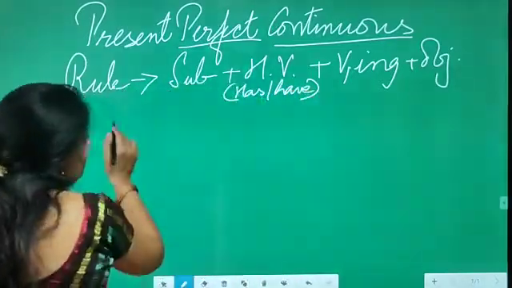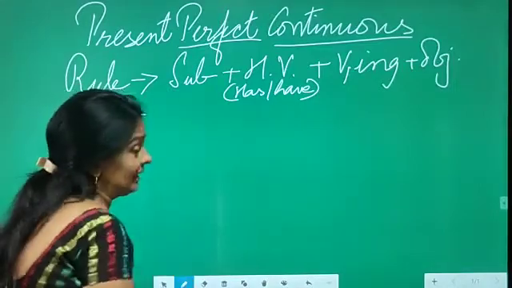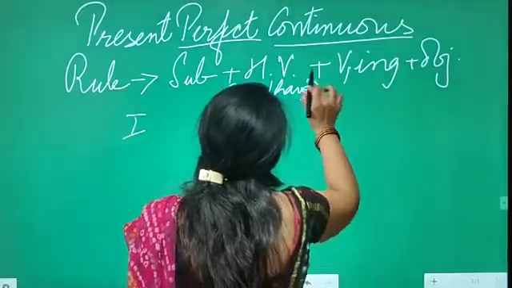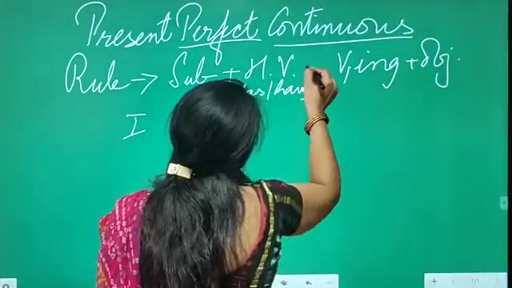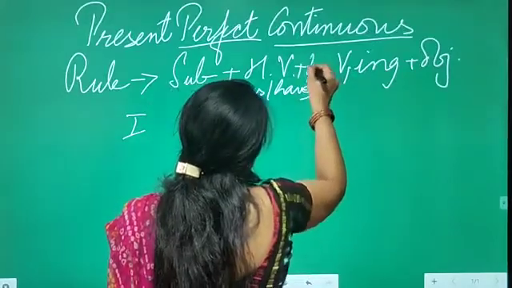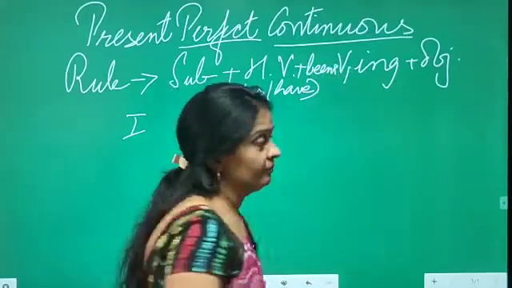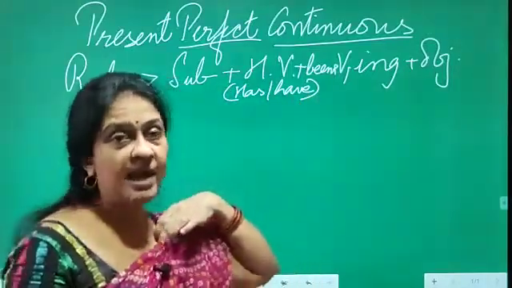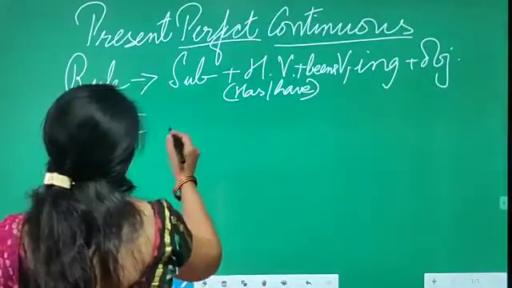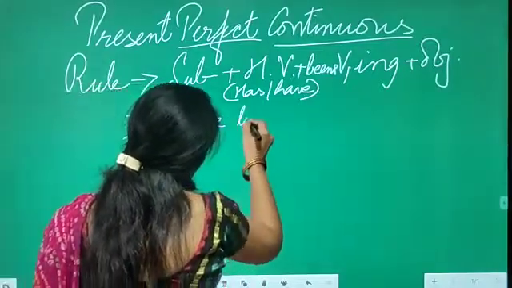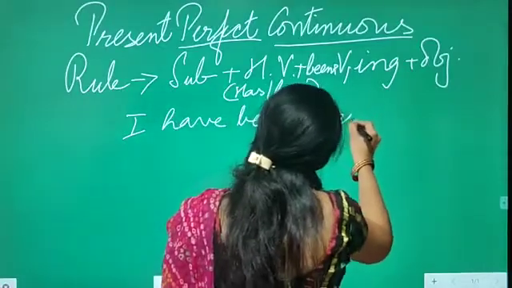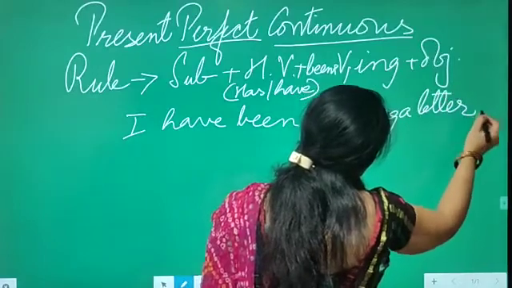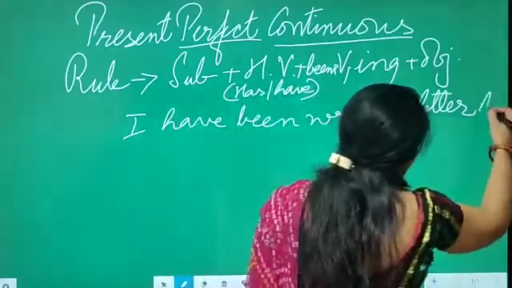Now, if I use the same sentence, but we are missing something here. The something is that we have not added here be. Yes. So subject plus helping verb plus be plus first form of the verb and ing with the object. So I have been writing a letter. So this is my affirmative sentence.